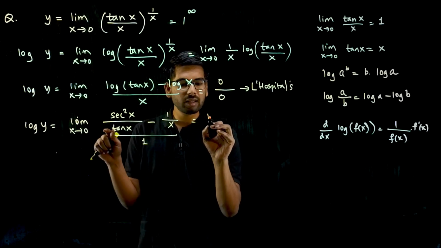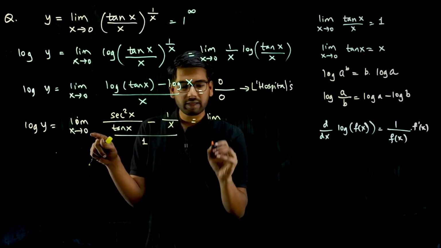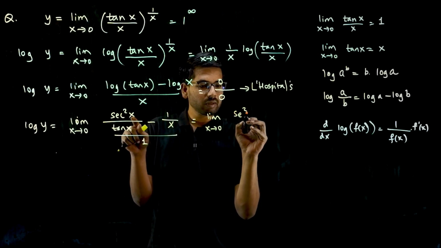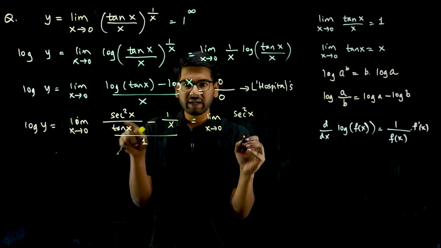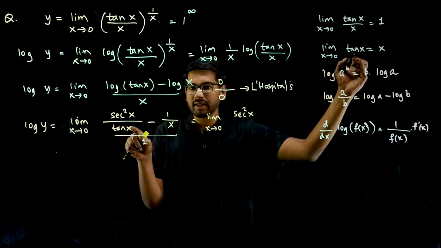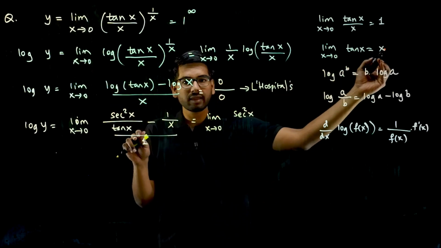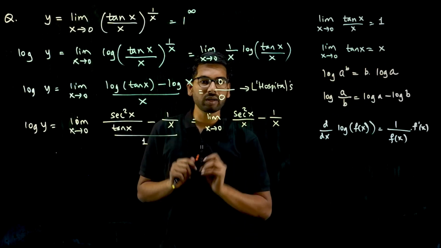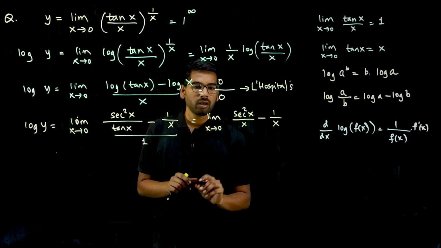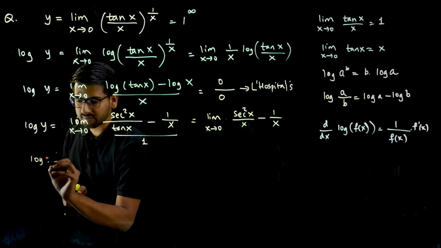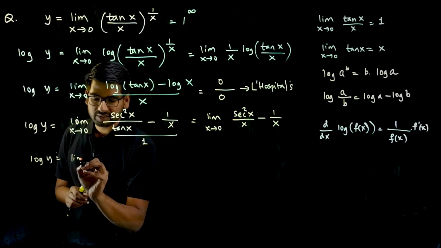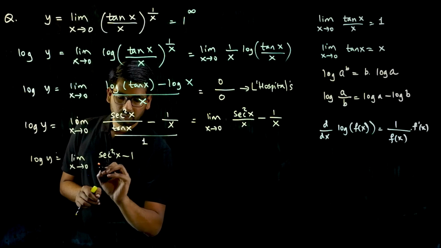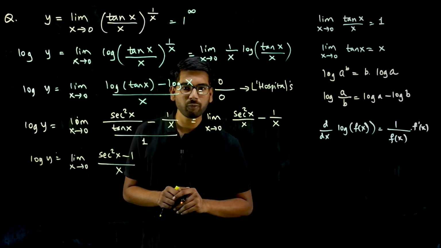Limit x tends to 0 of secant square x by tan x. Whenever I see tan x in the limits, I can rewrite it as x. So secant square x by x minus 1 by x, divided by 1, which I can rewrite as it is. So log y is equal to the limit x tends to 0 of (secant square x minus 1) by x, because the denominator is the same, we can combine the numerator.